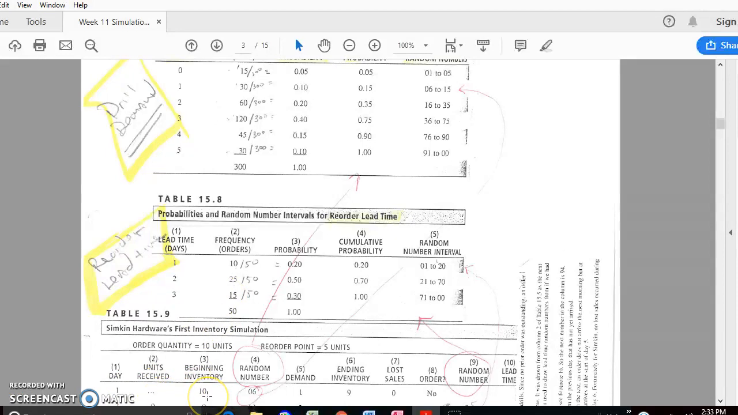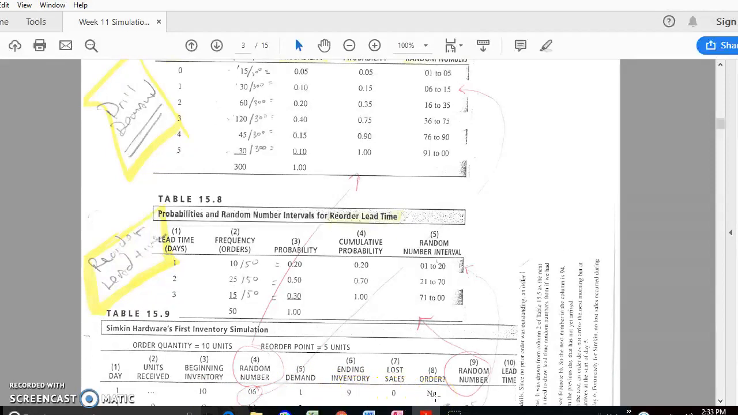And our beginning inventory, actually it's just in the rules for this simulation, is 10. So we pull a random number. We get that random number from the random number table that's included in the chapter. And our random number is a 6. So we go up to our drill demand. It's between 6 and 15. And so our drill demand is 1. We put in a 1. Our ending inventory is 10 minus 1 is 9. Lost sales, of course, there are none.